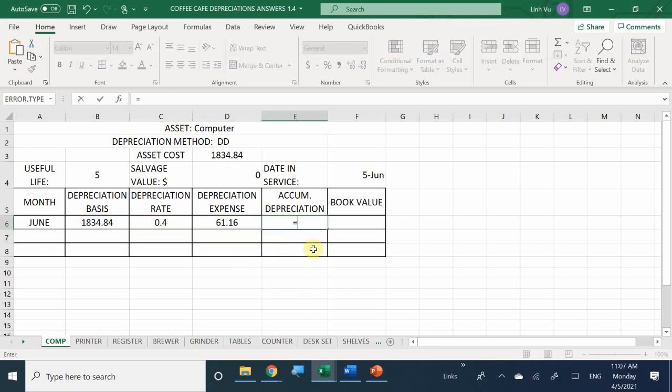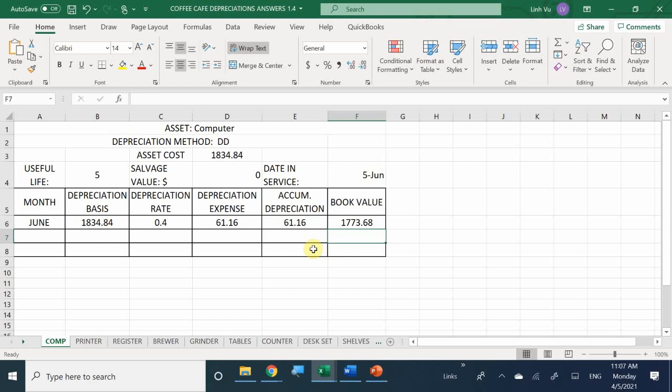So once again, if you do solve for this, and let's say you do calculate next month's depreciation, you're going to be using the book value of the 1773. Yeah, you're going to use that as your depreciation basis for the month of July. So here we have 6116.